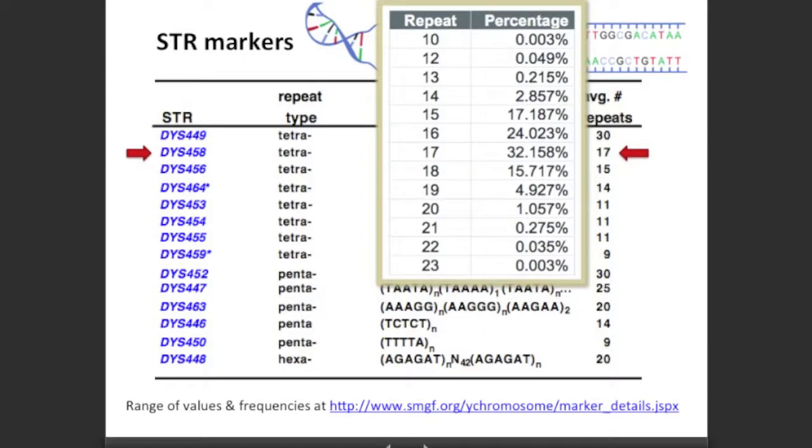It's 32.1%. 16, 24%. So I'm in the same group as 24% of the population. It varies from a repeat of 10 to a repeat of 23. And at the extremes, very, very few people have a value for DYS 458 of 10. Only 0.003%. And very few people have a value of 23. Again, a very tiny minority of people. These would be rare marker values, 10 and 23. And that can be very useful for differentiating between different groups when we come to grouping the people together. So just keep that in mind.